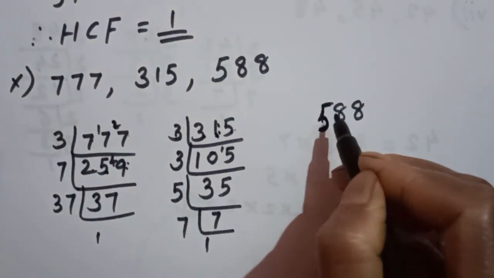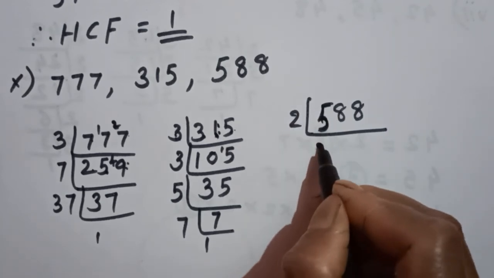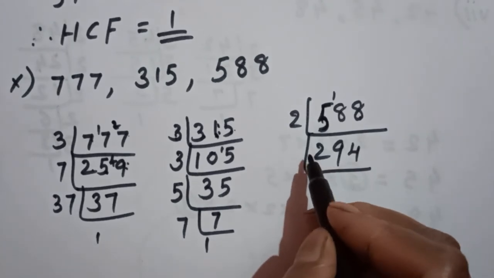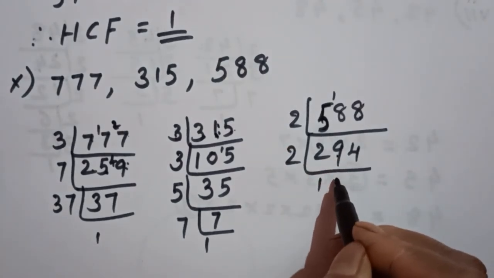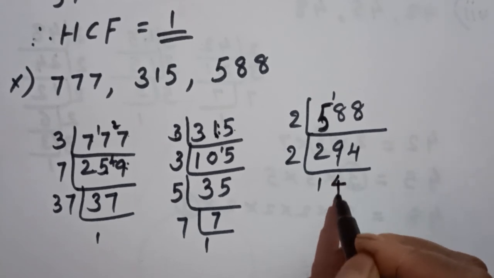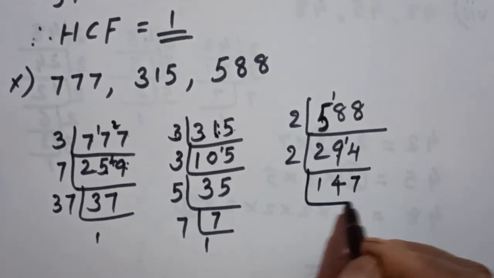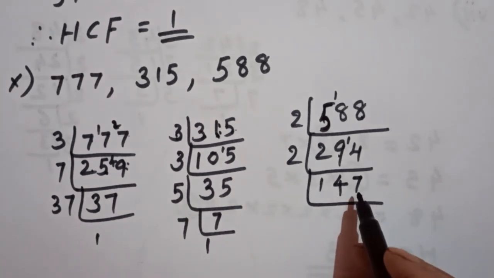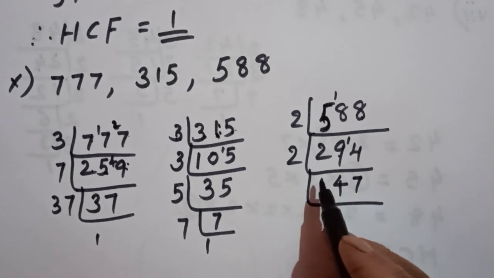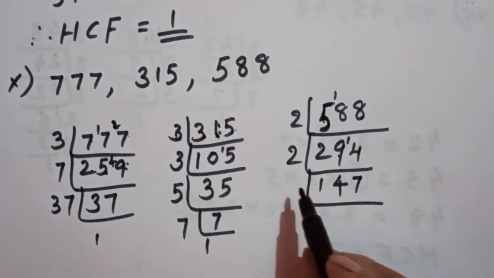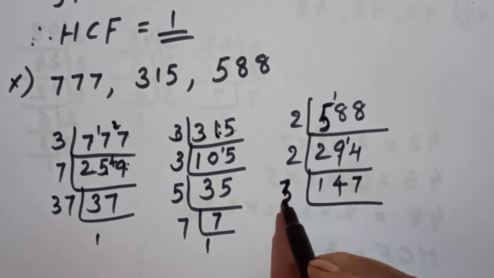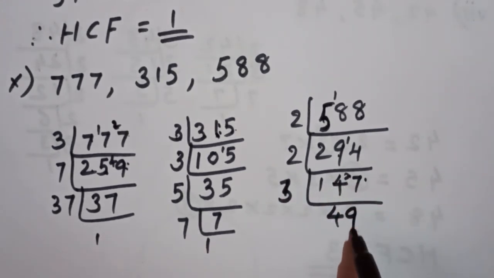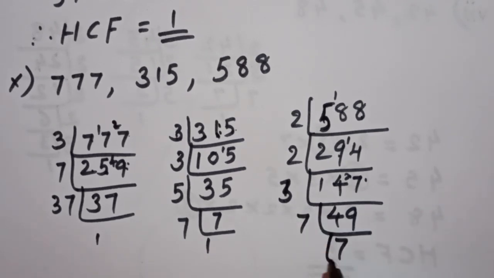Last one, 588. 2 2s are 4, 1 remains, 2 9s are 18. Sorry, 2 4s are 8. 2 1s are 2, 2 4s are 8 and 1 remains, 14, 2 7s are 14. 147. Now add these digits because it is not divisible by 2, then try for 3. 7, 8, 8 and 4, 12. So it will be divisible by 3. 3 4s are 12, 2 remains, 27, 3 9s are 27, and 7 7s are 49 and 7 1s are 7.